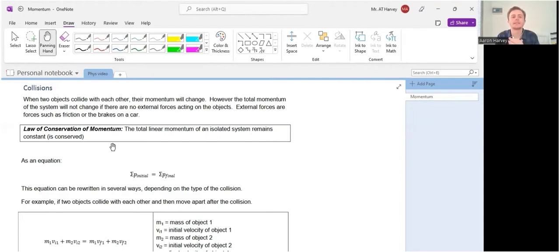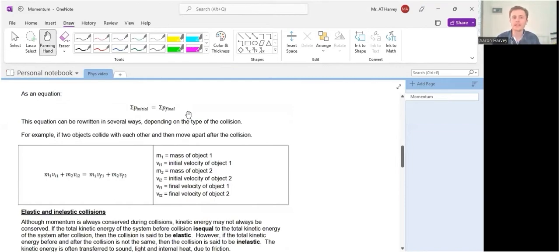So when you're in an isolated system and you are following the law of conservation of momentum, there again is a nice little formula that you can write out, which states that the sum of our momentum initial, so whatever happens before something happens, will be equal to the sum of the momentum final. Another way that this formula can be written is our momentum before must equal our momentum after.